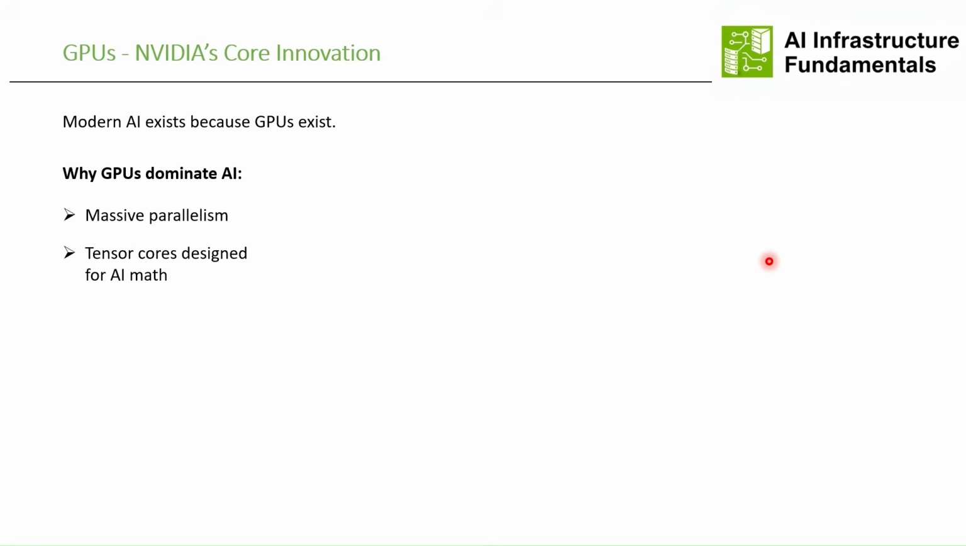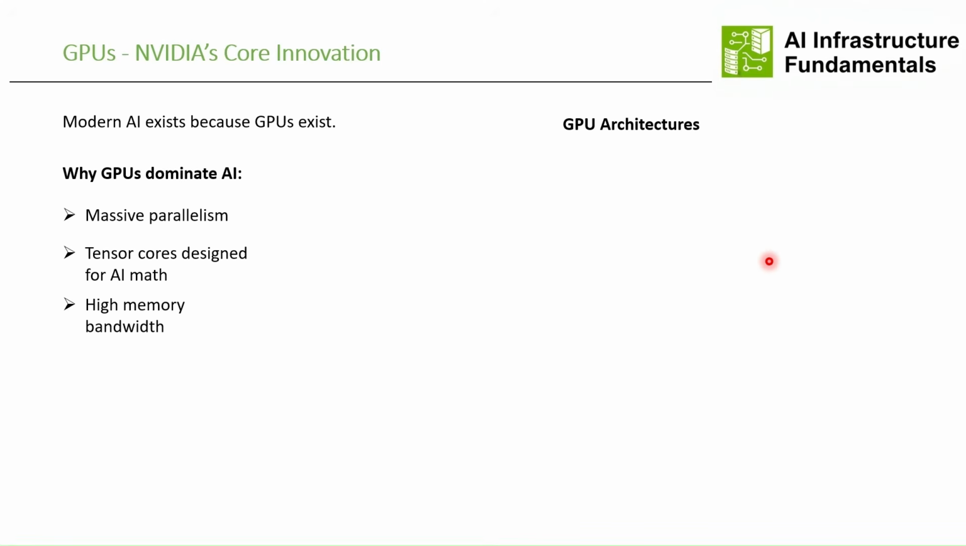Now let's look at GPUs. Modern AI exists because GPUs exist, let's be honest here. So why do GPUs dominate AI? As I said, they provide massive parallelism, meaning you can do multiple operations at once, and they provide tensor cores designed for AI math and high memory bandwidth. Since you are able to do multiple operations at once, that also means you need high memory bandwidth.